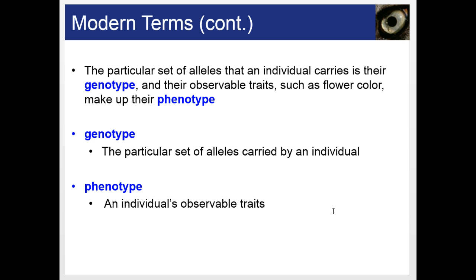The particular set of alleles that an individual carries is their genotype. So for instance, if you have big A, little a, that's called your genotype. The observable traits that I can see, such as purple flower color, that's your phenotype, or physical traits.